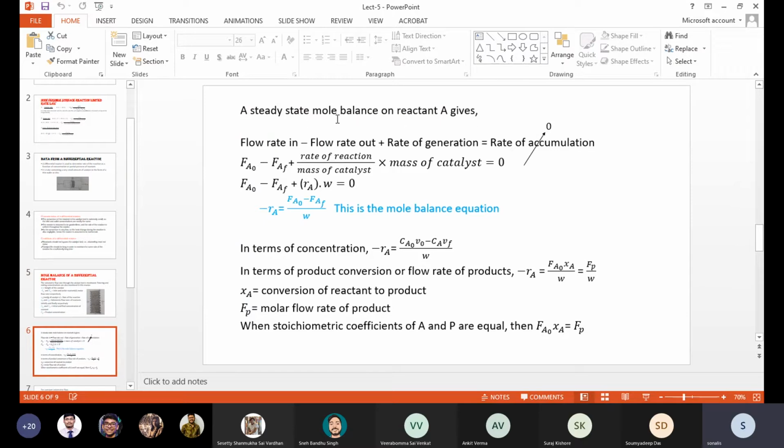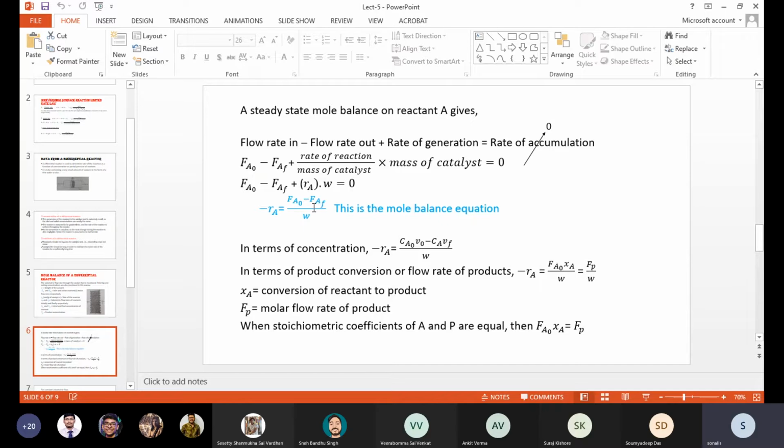Steady state mole balance on reactant A: we have to wait for the steady state, and then we can do the mole balance. So at steady state, what is the mole balance? Flow rate in minus flow rate out plus rate of generation is equal to rate of accumulation. As we consider there is no accumulation within the catalyst bed or within the reactor, it can be written as 0. Flow rate in is the molar flow rate Fa0, flow rate out is FAF, and rate of generation is the rate of the reaction per mass of catalyst, multiplied by the mass of the catalyst. So Fa0 minus FAF plus Ra. Ra's unit was per gram of catalyst, so we have to multiply it with the mass of catalyst. Ra into W is equal to 0.